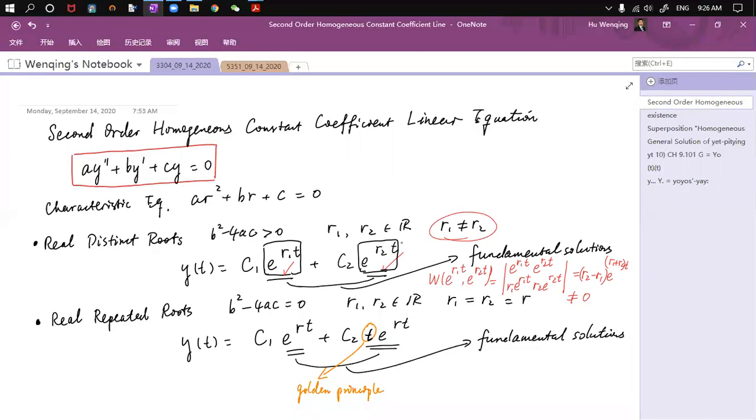And what about this one? Well, you have to calculate the Wronskian of e to the power of rt and t times e to the power of rt.